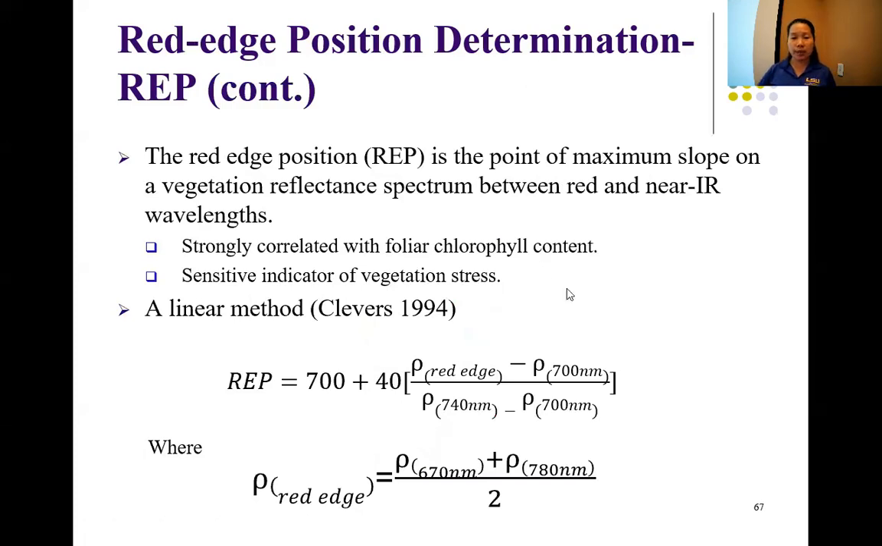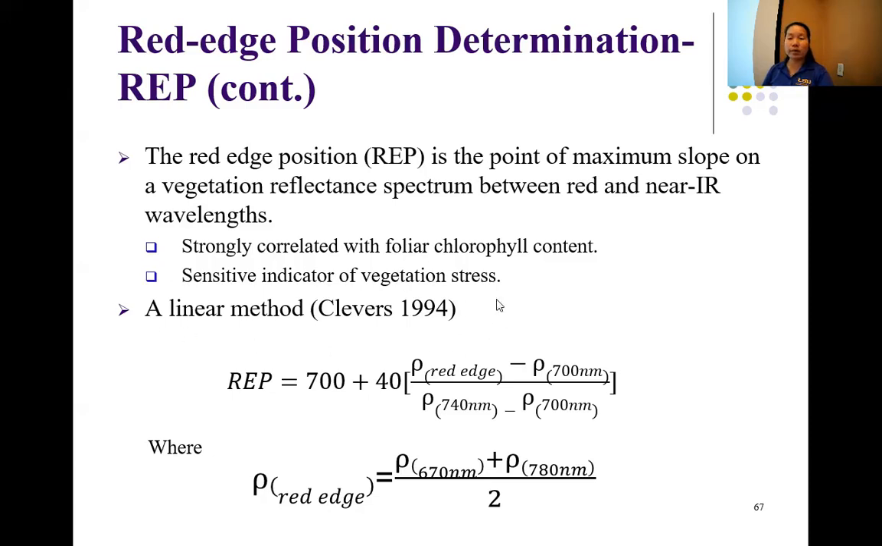In this method, the red edge position, REP, is basically calculated as the point of maximum slope in the vegetation reflectance spectrum between red and near infrared wavelengths. The study found that it's strongly correlated with foliar chlorophyll content and is also a sensitive indicator of vegetation stress. That is why we are interested in this kind of index.